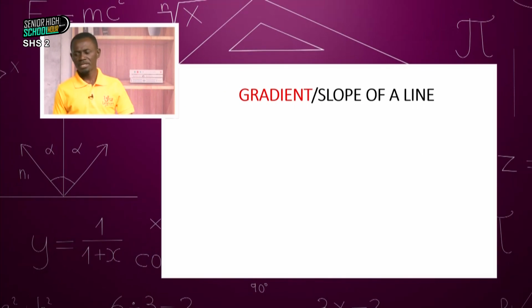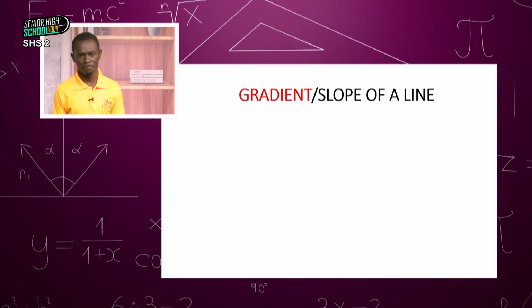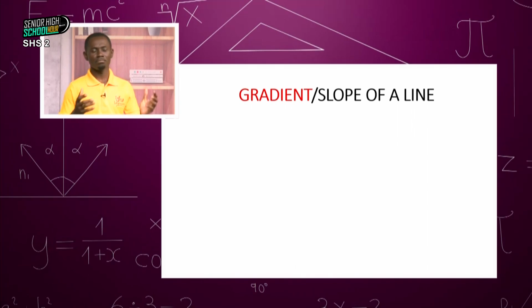The other property is the gradient of the line. What do we mean by the gradient of the line? It's also called the slope of the line. Have you ever tried walking up a mountain before? Well, I live in a mountainous region, so we climb lots of mountains. But maybe you don't live in a mountainous region, but have you ever climbed up a staircase?